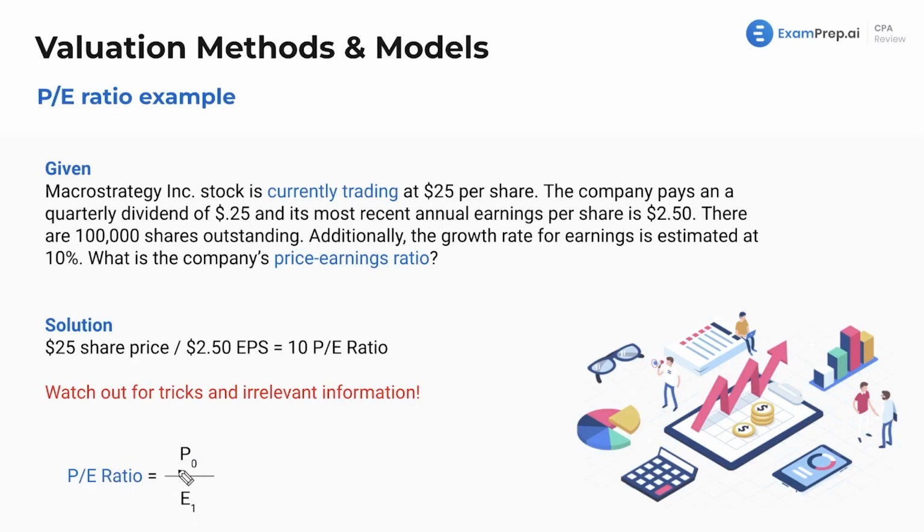So let's find what's the share price. Well, currently trading at $25 per share. What's the EPS? Well, we don't need dividend. Growth rate, we'll probably need that for the PEG ratio, but we are not at the PEG ratio yet. And annual earnings per share is $2.50 a share. Boom, 25 divided by 2.50 gives us a 10 PE ratio.